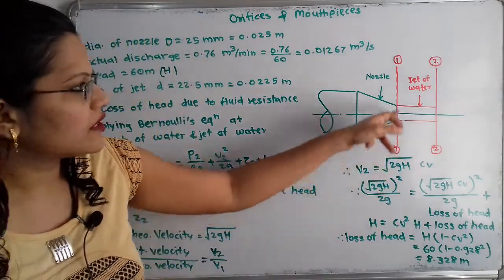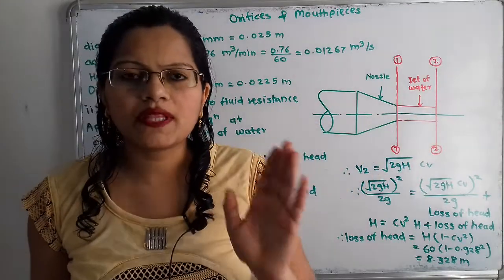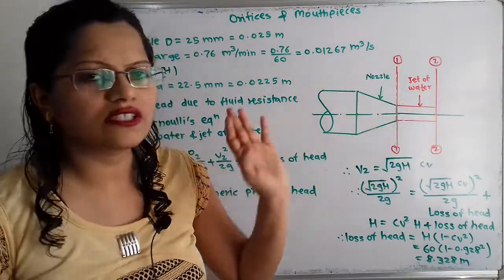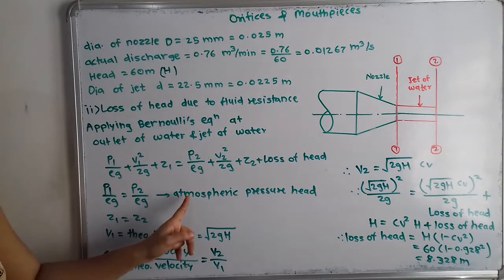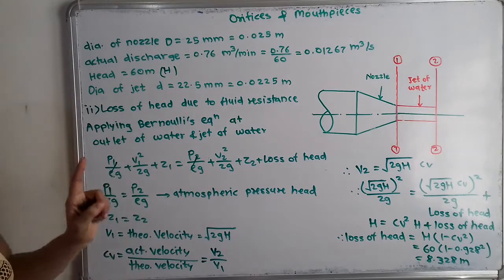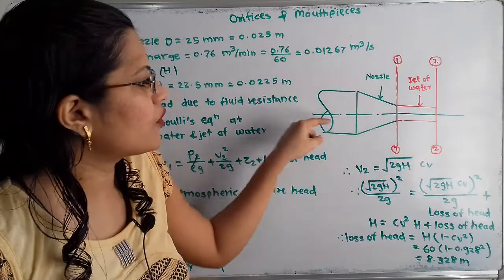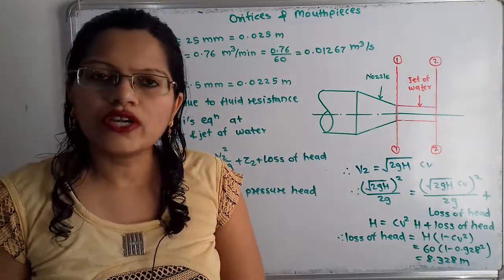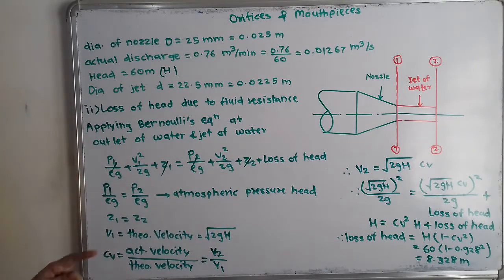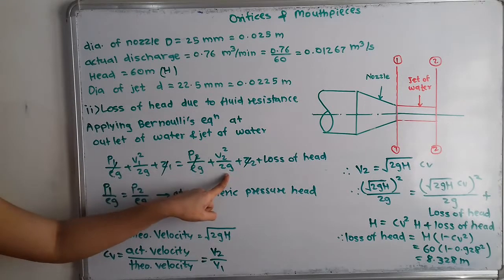Now if we observe section 1 and section 2, both are open to atmosphere. So the pressure head P1 by rho g is equal to the pressure head at section 2, P2 by rho g. Both are equal because of atmospheric pressure, so we will cancel them. Then, the outlet of the nozzle and the jet of water are at the same level, so the datum head Z1 is equal to Z2, and we cancel this. The remaining equation is V1 square by 2g is equal to V2 square by 2g plus loss of head.